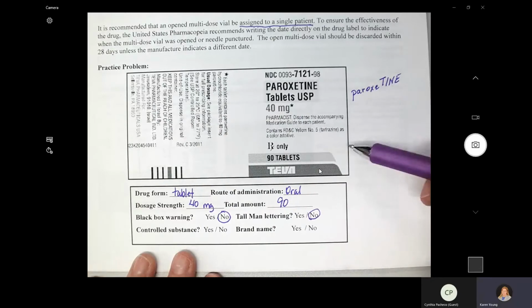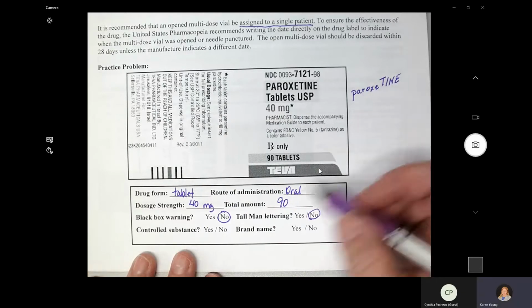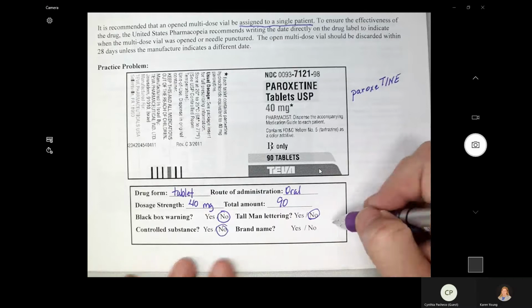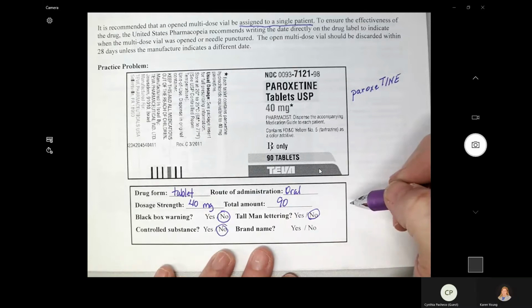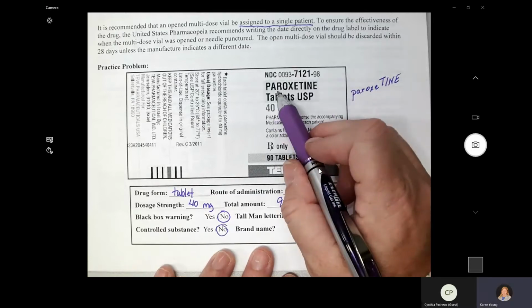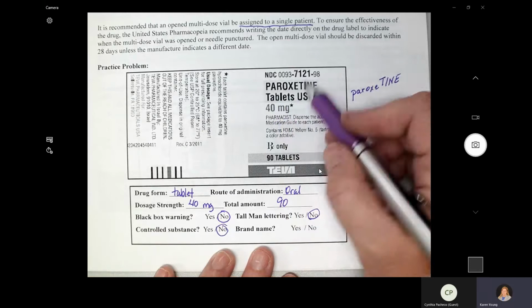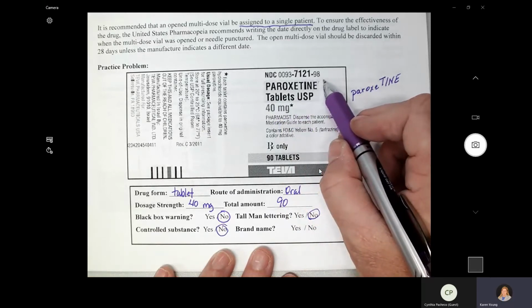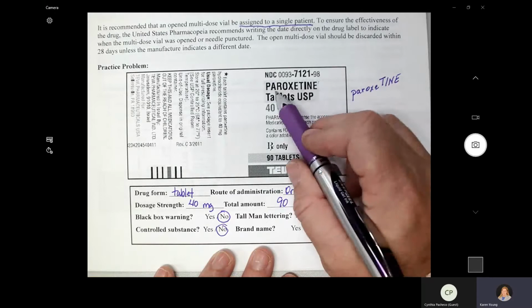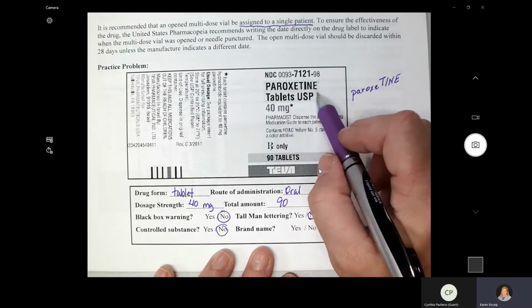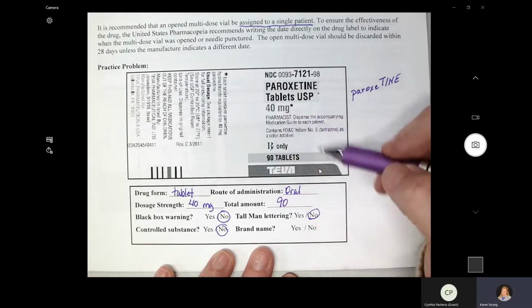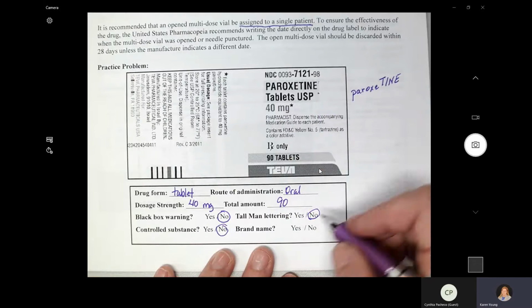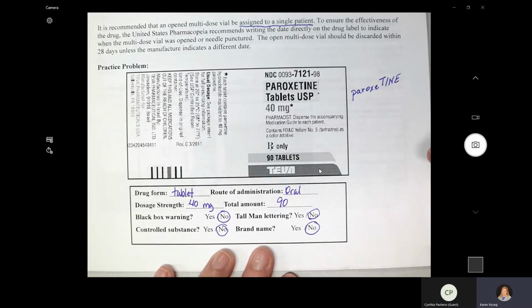Is it a controlled substance? Do we have that capital C with Roman numerals? No. Does it have a brand name? If we look at this Parox, I don't know, whatever this medication is, it doesn't have the R out here for the registered. Okay? And this is the only name on the vial. If it's the only name on the vial, then it's the generic name. So it doesn't have a brand name.